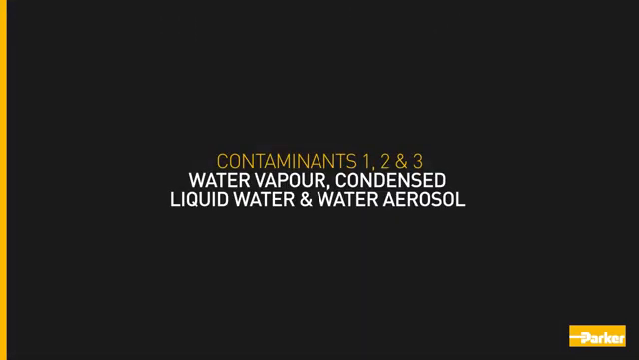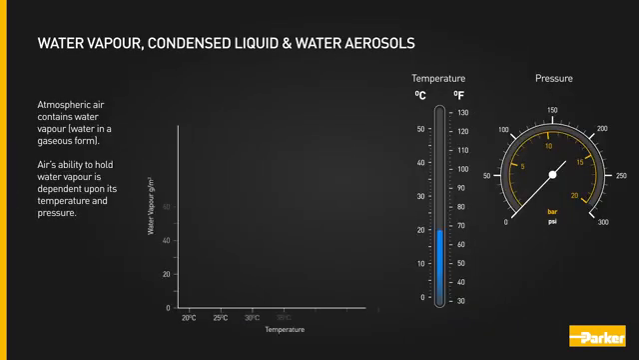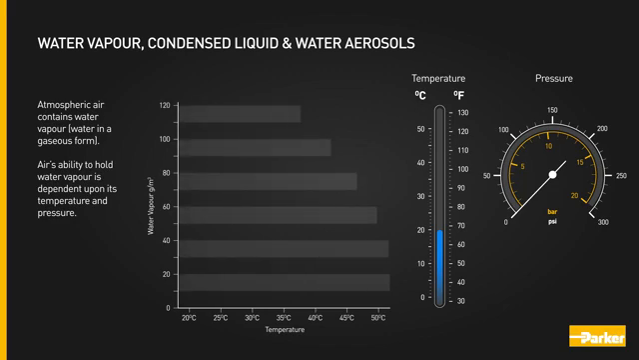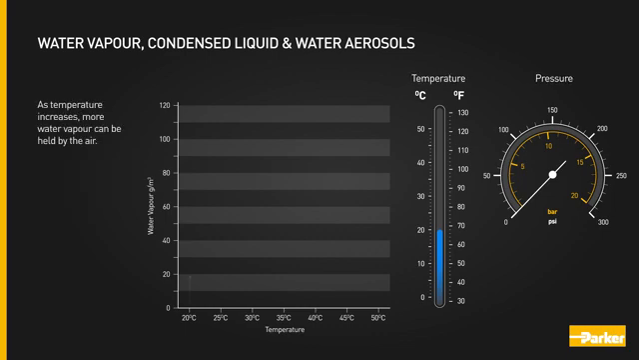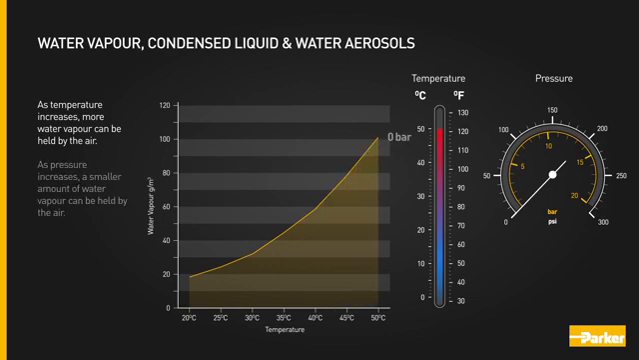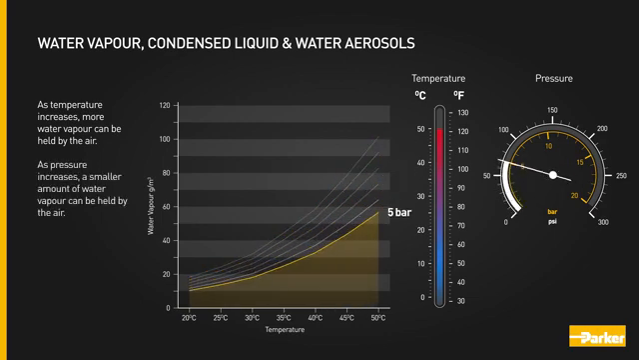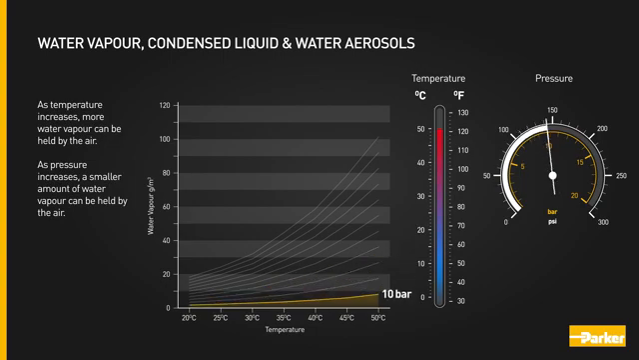Contaminants 1, 2 and 3: water vapour, condensed liquid water and water aerosol. Atmospheric air contains water vapour, water in a gaseous form. Air's ability to hold water vapour is dependent upon its temperature and pressure. As temperature increases, more water vapour can be held by the air. As pressure increases, a smaller amount of water vapour can be held by the air.